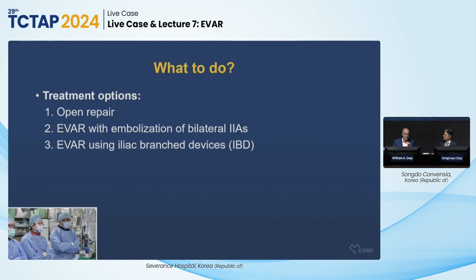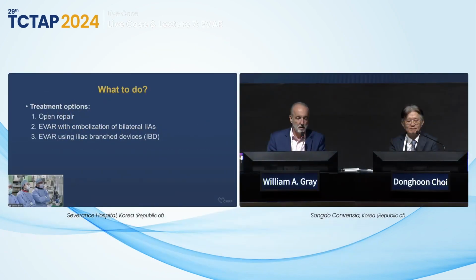This is Bill Gray. A very nice presentation, difficult case. Good morning. Have you considered potentially doing a unilateral iliac branch device and embolizing the other internal iliac artery? It might make the procedure simpler, but I think either option is better than bilateral iliac artery embolization, which could be very problematic for the patient. Yeah, good suggestion.